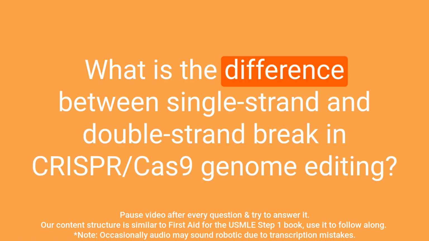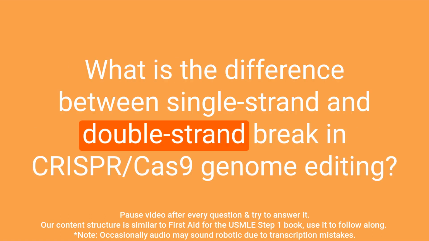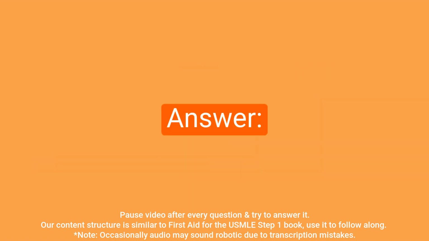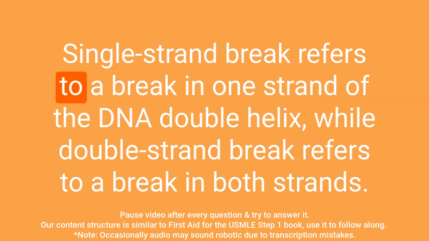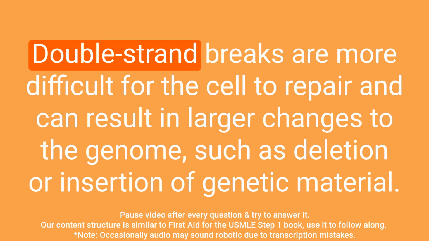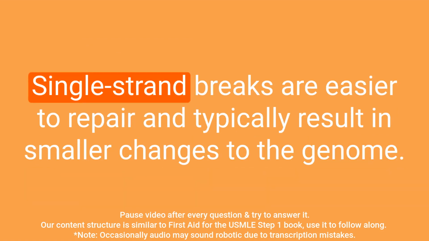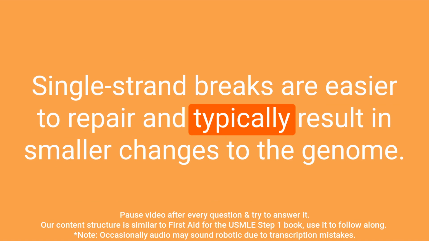Question: What is the difference between single-strand and double-strand break in CRISPR divided by Cas9 genome editing? Answer: Single-strand break refers to a break in one strand of the DNA double helix, while double-strand break refers to a break in both strands. Double-strand breaks are more difficult for the cell to repair and can result in larger changes to the genome, such as deletion or insertion of genetic material. Single-strand breaks are easier to repair and typically result in smaller changes to the genome.